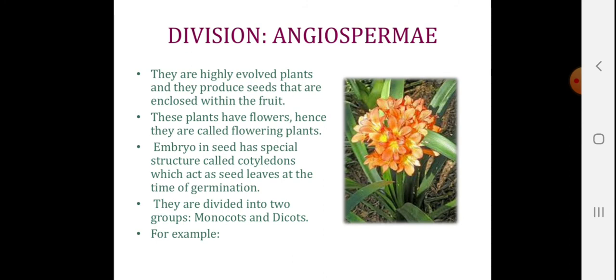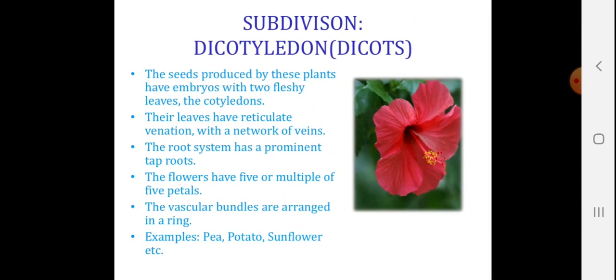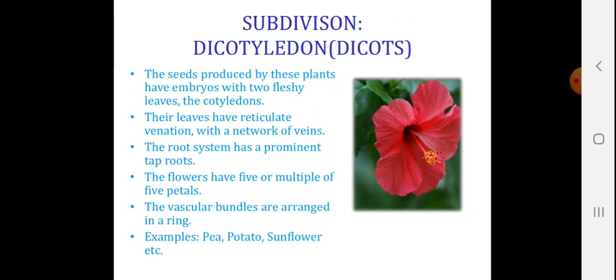They are divided into two groups, that is monocots and dicots. Now let's talk about the subdivision of angiosperm, that is dicotyledons or dicots. The seeds produced by these plants have an embryo with two fleshy leaves called cotyledons. The leaves have reticulate venation. You know what is reticulate venation? The venation that is not linear.